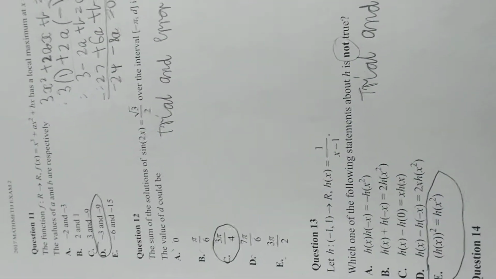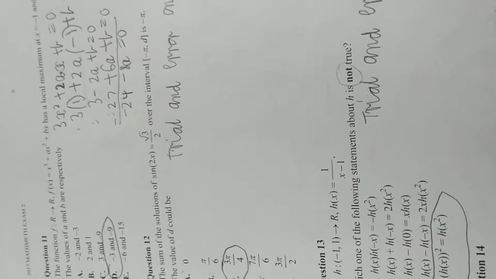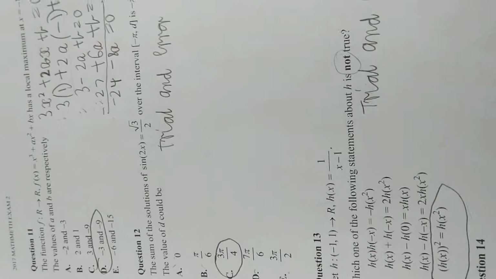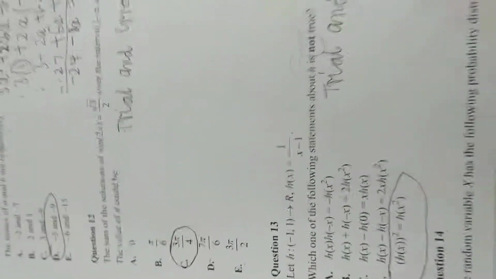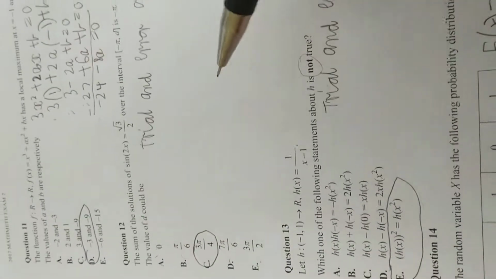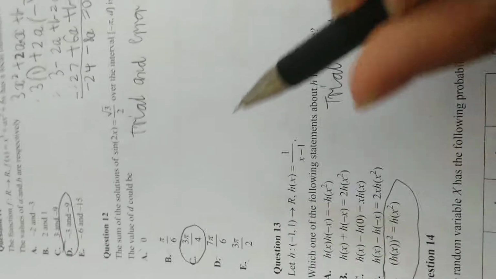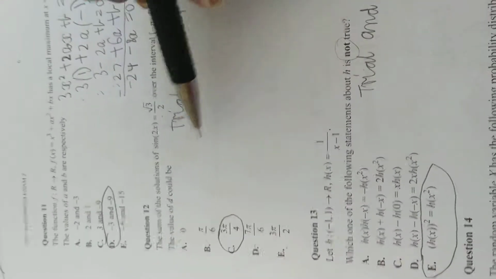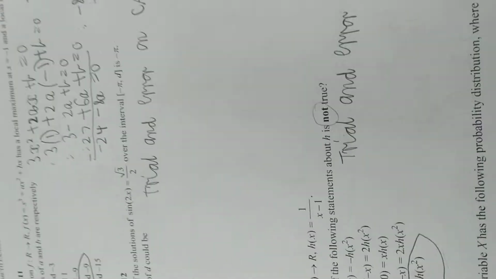Question 12. The sum of the solutions of sine 2x equals root 3 on 2 over the interval minus pi to d is minus pi. The value of d could be. So this is a question where you've got to do trial and error. You've got to enter each of the options and try it out. With these questions, it's always recommended to start with C, go down to D and E, and then work your way back to A and B.